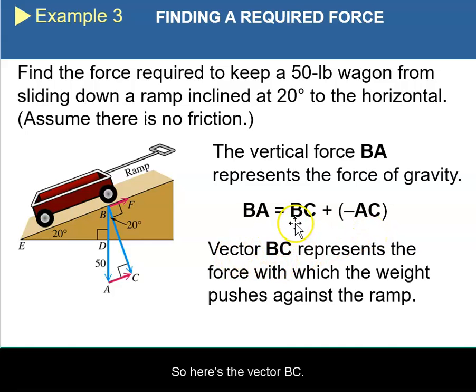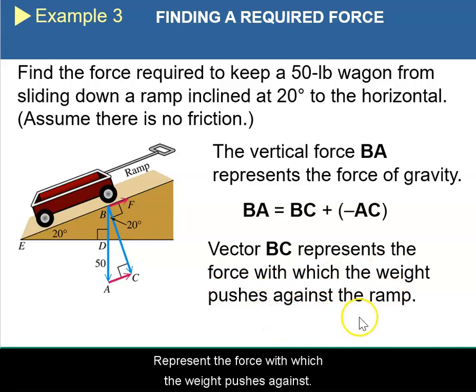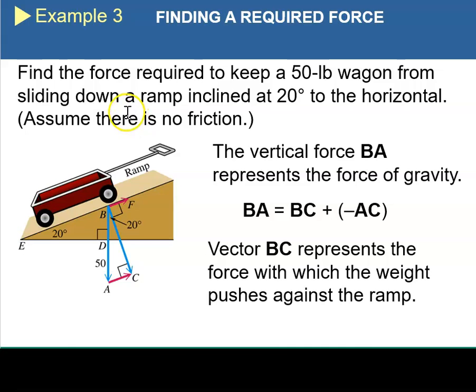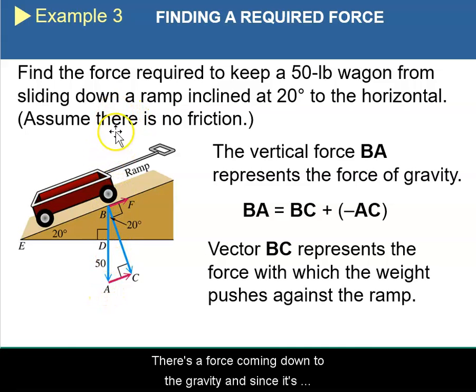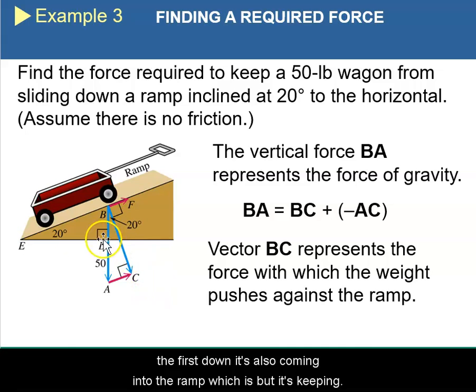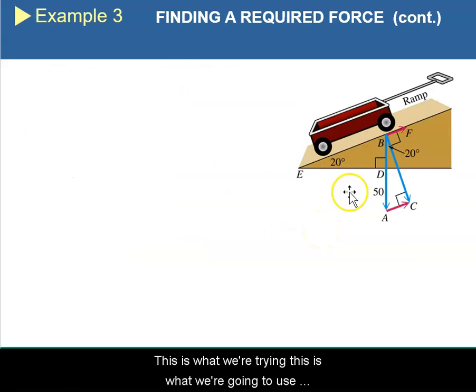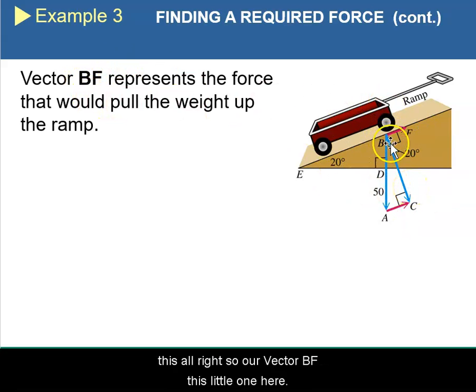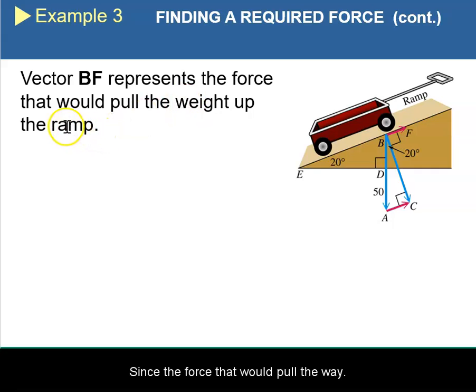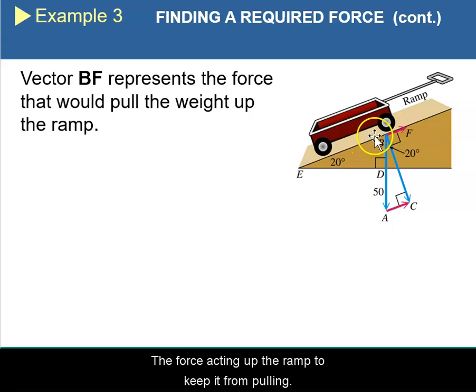So here, the vector BC, this one right here, represents the force with which the weight pushes against the ramp. There's a force coming down due to gravity, and since there's a force down, it's also coming into the ramp, which is what is keeping it from sliding down, basically. So this is what we're going to use to solve. Our vector BF, this little one here, represents the force that would pull the weight up the ramp. So it's the force acting up the ramp to keep it from pulling down.